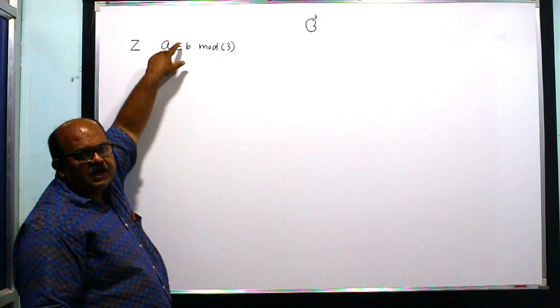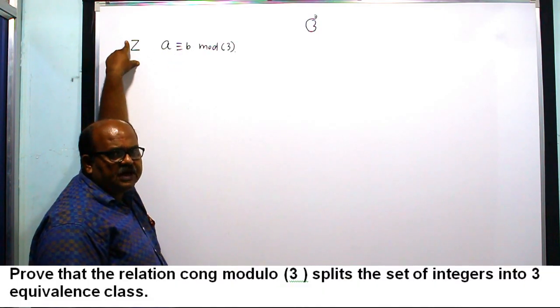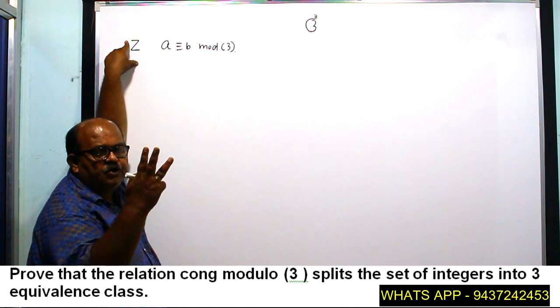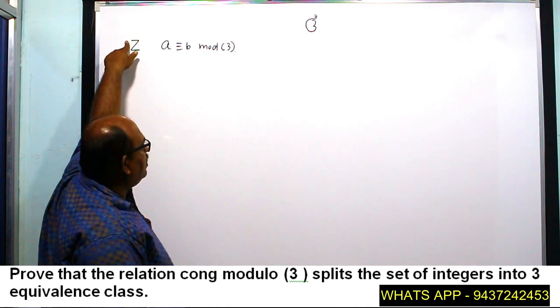This means that on the integer set, only 3 equivalence classes will come, not more than 3 equivalence classes.